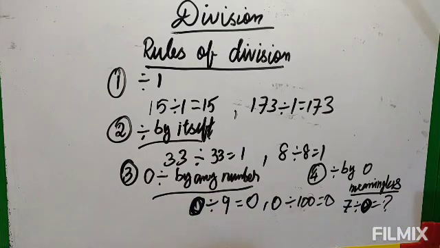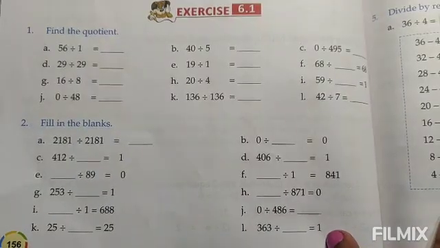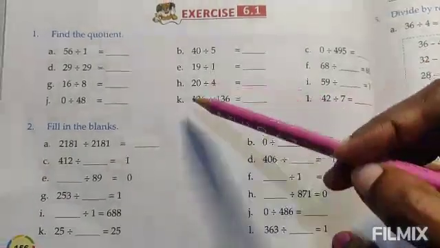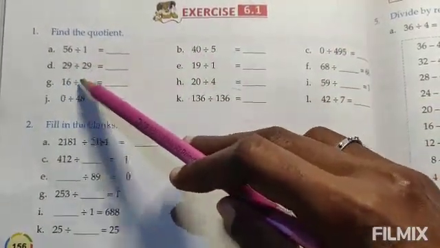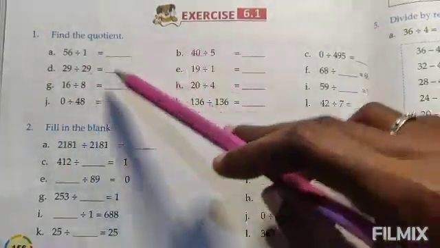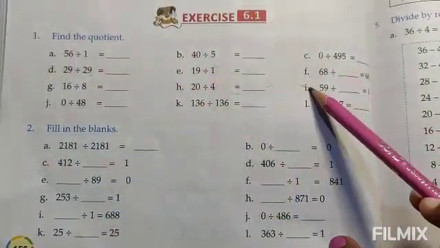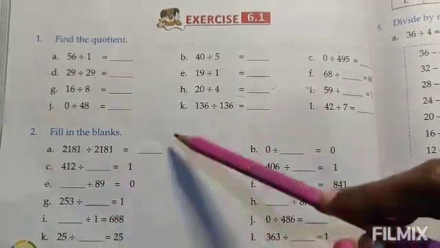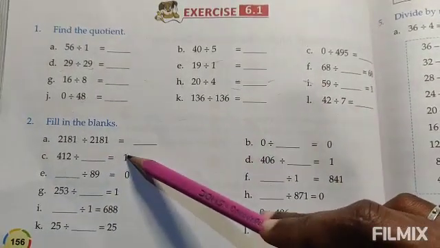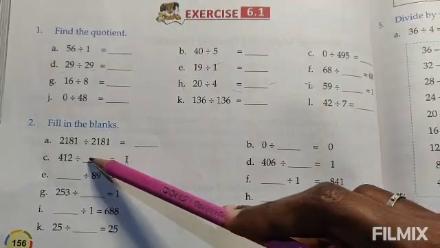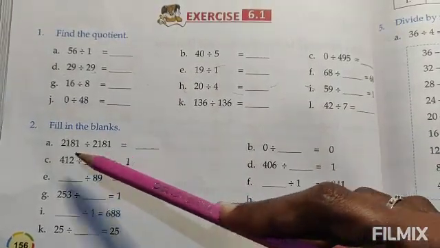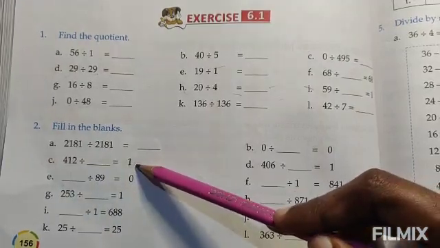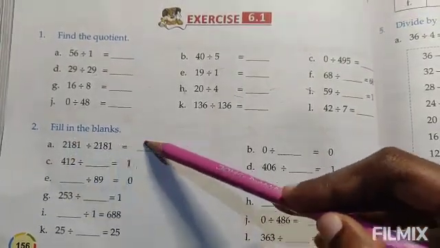Now next, your homework is 6.1. I will explain now how to do it. This one is following the rules: dividing by 1, dividing by itself, 0 divided by any number. So following these 4 rules, you have to find the answer. Here also, following the same rules. Now if 1 is the answer, then what should come? It should be the number itself. If a number is divided by the number itself, the answer is 1.